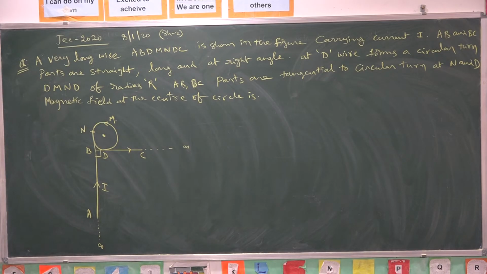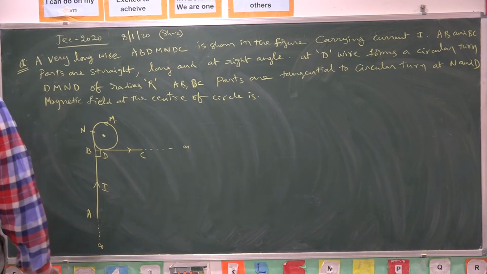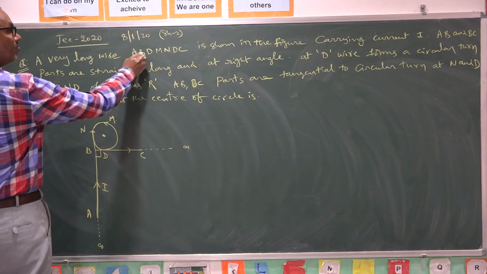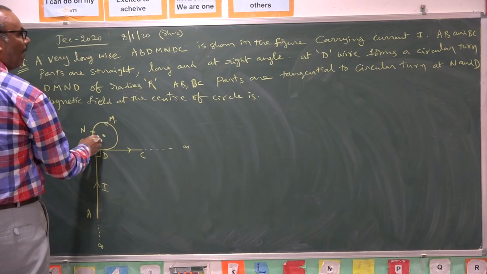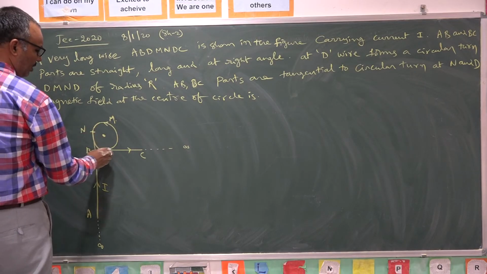So this is the question. First you read the question carefully and try to understand what is the basic idea of the question, what is required to find. Okay, so very simple. Let us understand this question by dividing the given wire into 4 portions. What is the name of the wire? AB, DM, N, D, C.